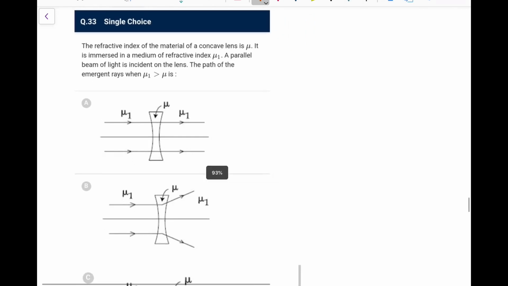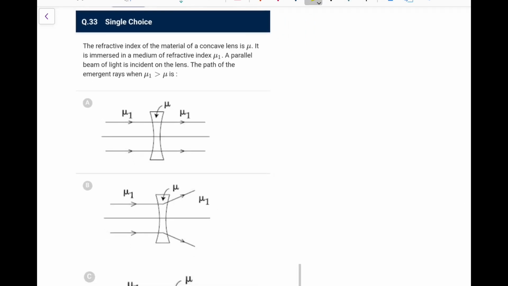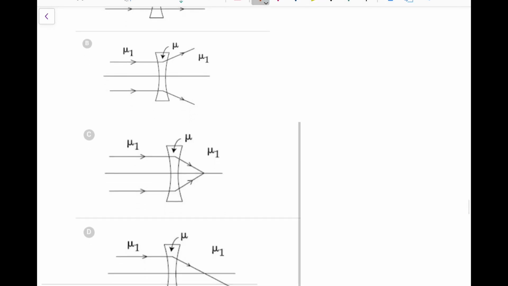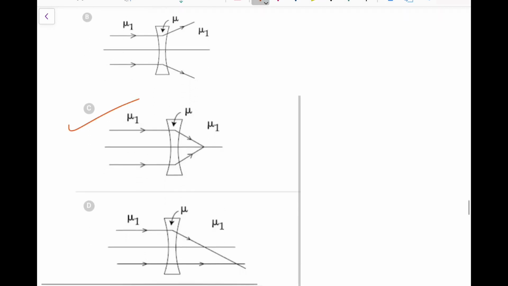Next one, the refractive index of the material of a concave lens is mu. It is immersed in a medium of refractive index mu1. A parallel beam of light is incident on the lens. The path of the emergent ray when the medium's index is greater than mu? So the nature will reverse. Instead of a concave lens, it will behave as a convex one. So not A, not B. It will behave like a convex lens. So it would be C.